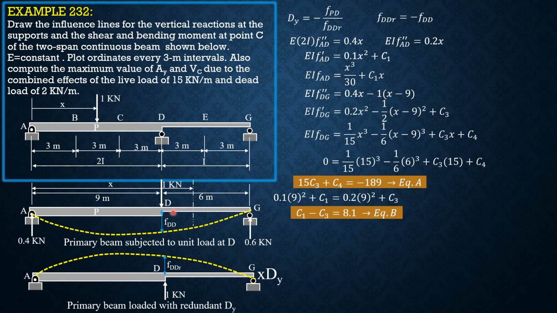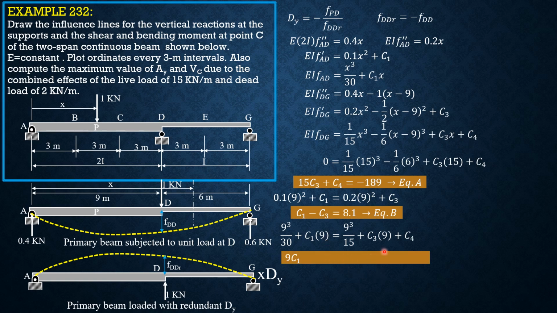Finally, the deflection just to the left and just to the right of D will be the same. So we equate this and this equation when x is 9. Take note that this is 0 when x is 9. So 9 cubed over 30 plus c sub 1 times 9 equals 1 over 15 times 9 cubed plus c sub 3 times 9 plus c sub 4. Simplifying, 9 c sub 1 minus 9 c sub 3 minus c sub 4 is 9 cubed over 15 minus 9 cubed over 30, and that is 24.3.